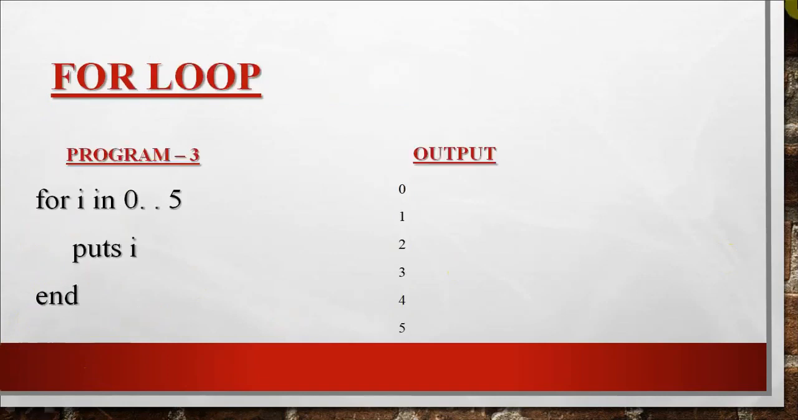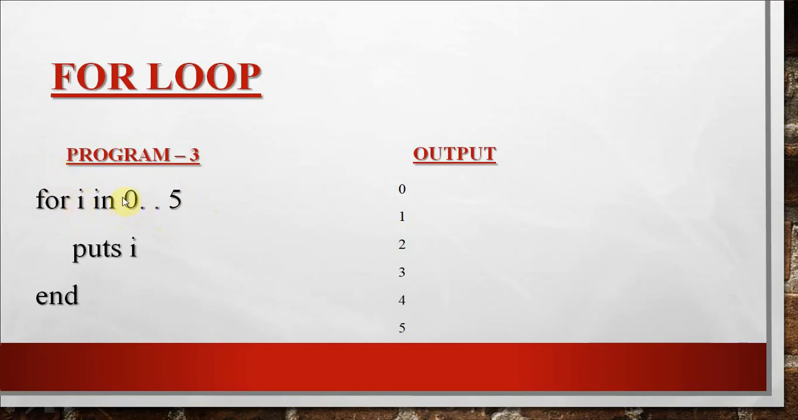So now see this for loop. In case of for loop, we write the for loop like that. Unix mein bhi hum kuch is tarah se likhte hain wahan pe. For each ka use karte hain. So for I in 0 to 5. 0 double dot 5 means 0 to 5, this for loop will start from 0.